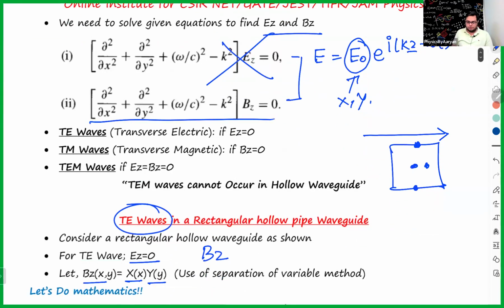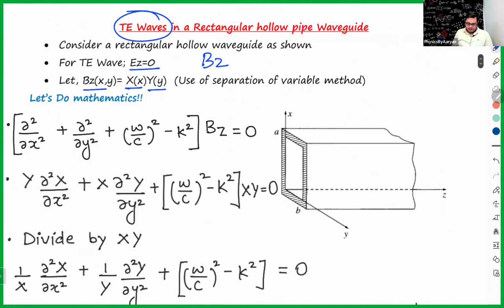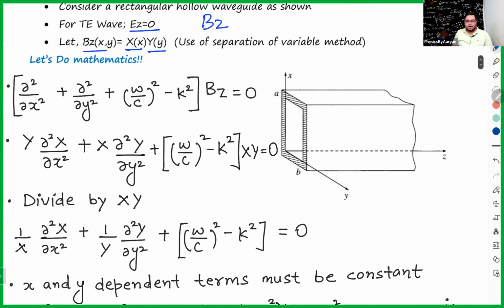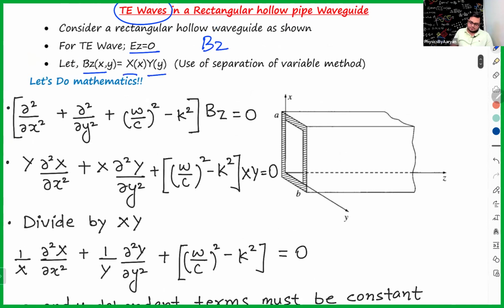So we need to solve this equation. So let's write it out. ∂²Bz/∂x² + ∂²Bz/∂y² + (ω²/c² − k²)Bz = 0. Now I put my Bz as XY.